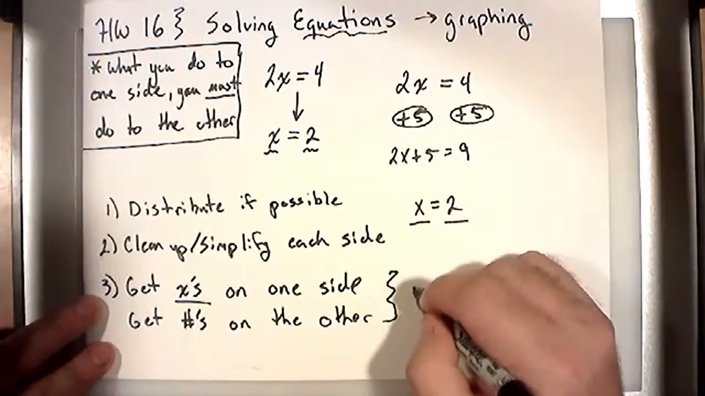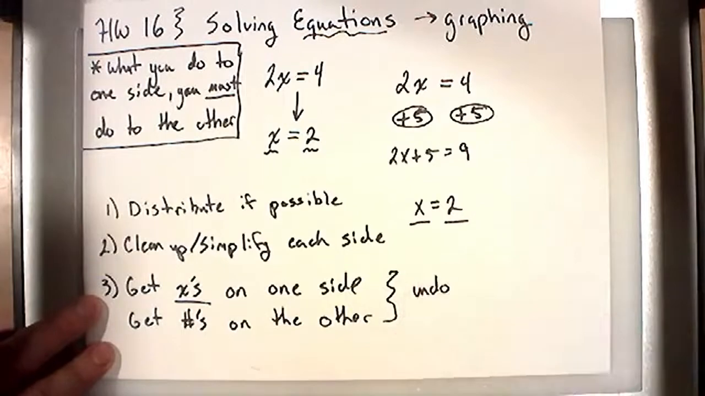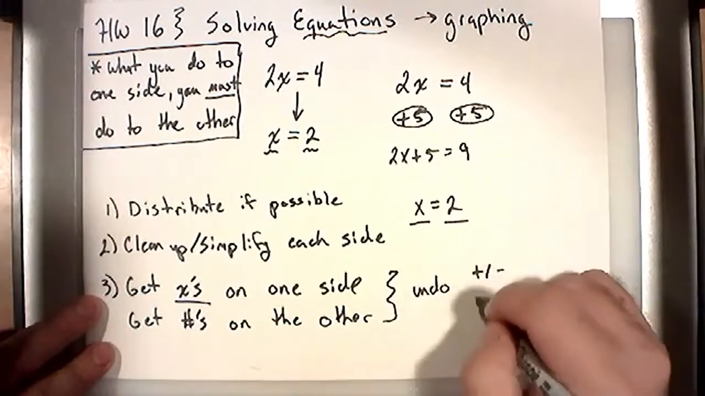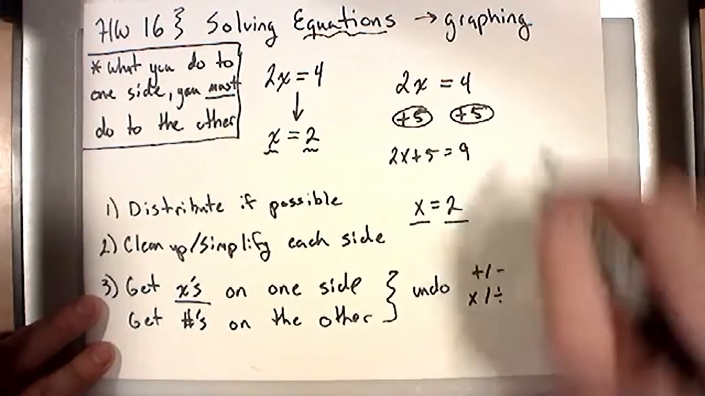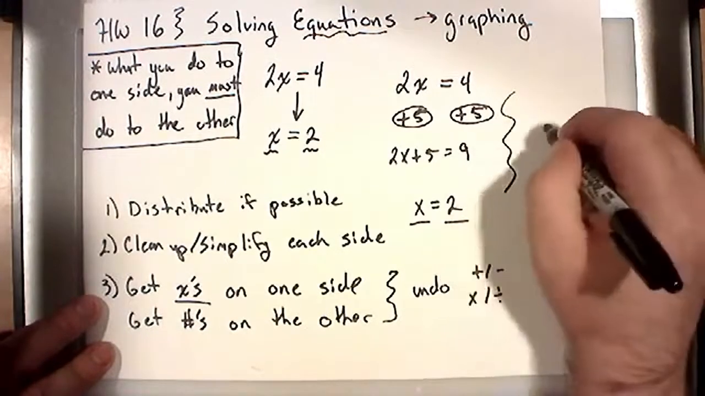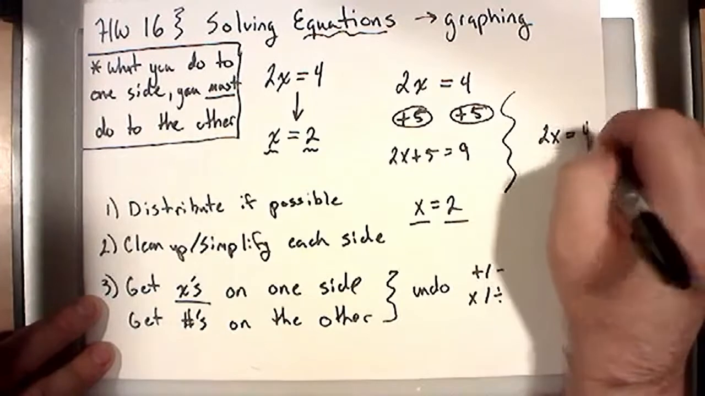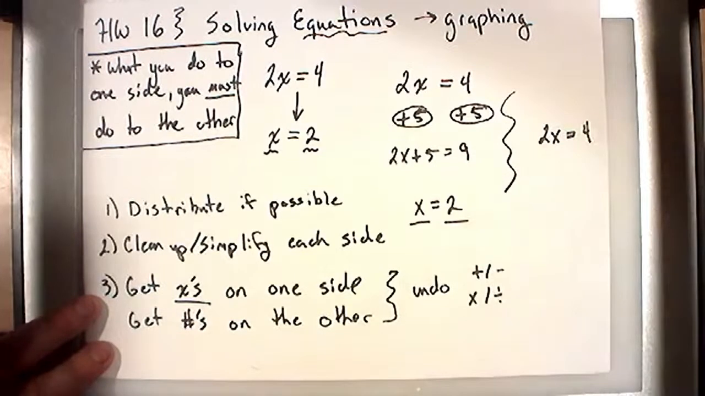And that's the key point. How do you move x's around? You undo things. You undo plus with minus. You undo times with divide. All right? So let's just take that real quick. Take that example we just had, 2x equals 4. You already know what the answer is, but let's go through the steps just to show how it works.